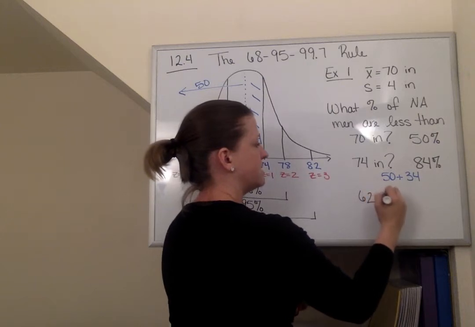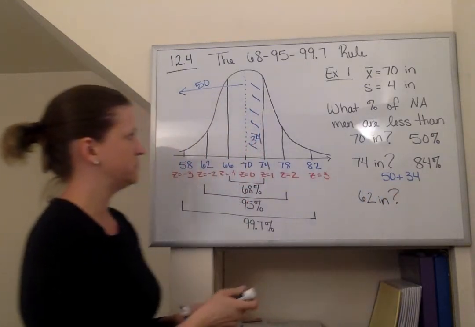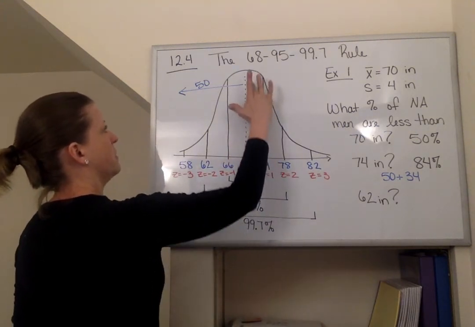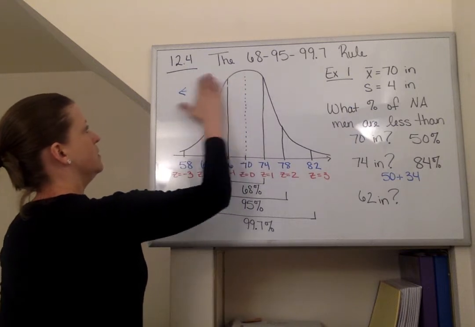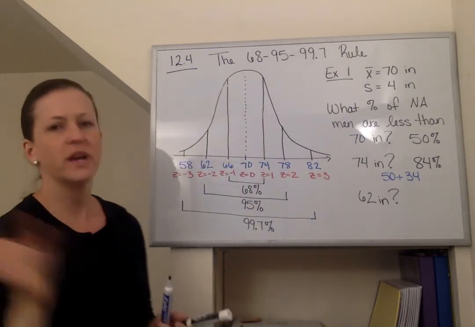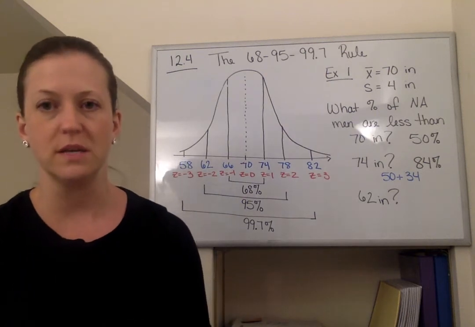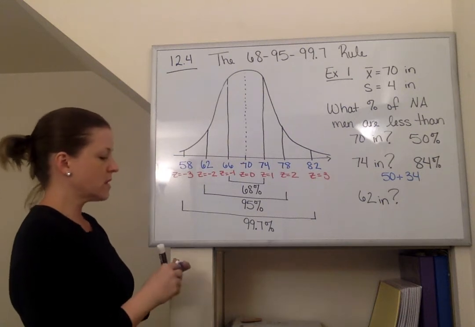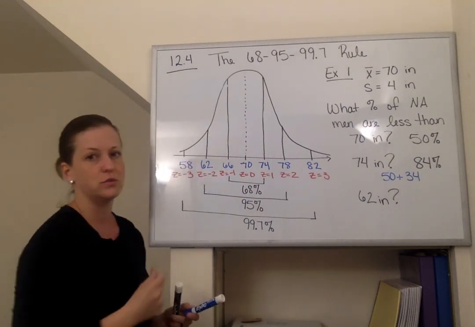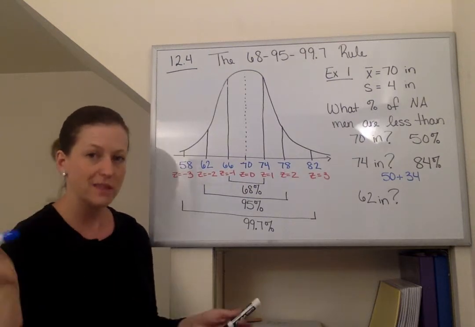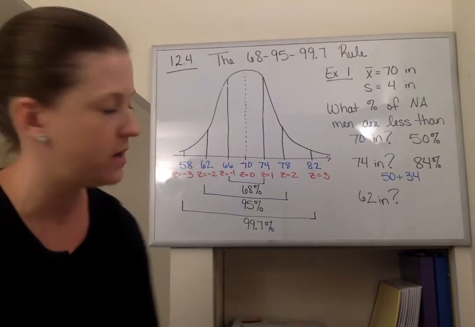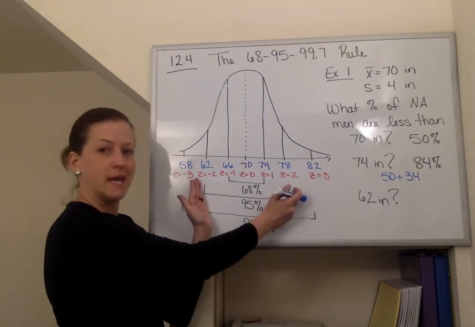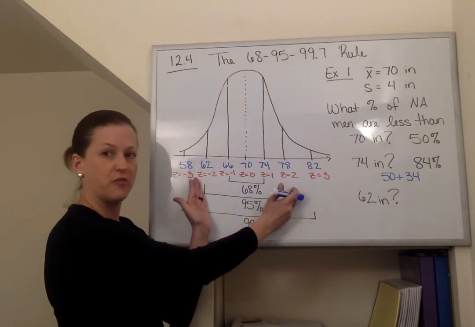Percentage of men less than 62 inches. Okay, so let me erase my markings. And I want to say, there's more than one way to do these, however you think about it. I'm just showing you one way, okay? So less than 62 inches. So here's how I think of it. You might have a better way. So I know between 62 and 78 is 95%.